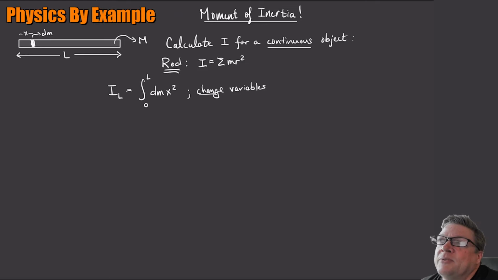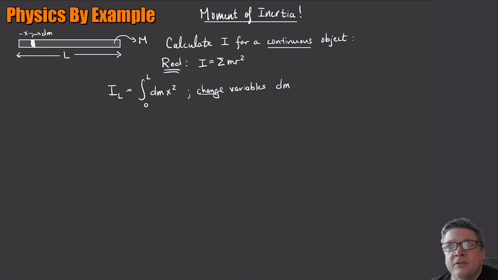So let's change variables, because that dm needs to be written in terms of an x so I can actually do the integration. Here's the standard trick. Here's a neat way to do it. So how do I change from dm to dx? That's the trick. I'm going to write down something that is true. I'm not deriving this from anything else. I didn't get it from a book. I'm just writing down a mathematical sentence that happens to be true. So here's what we'll say.